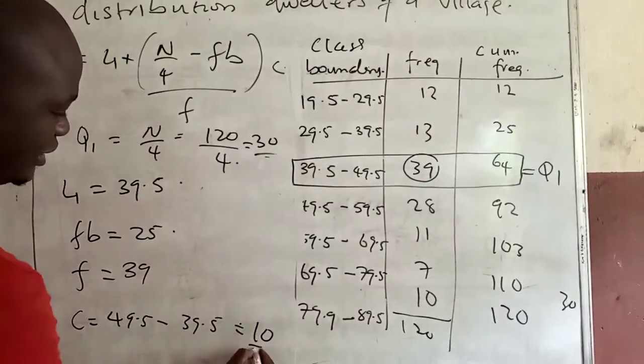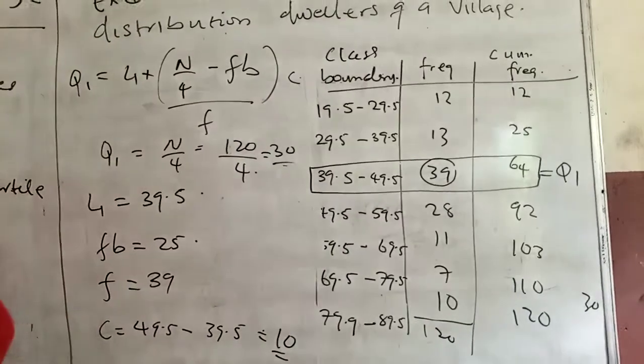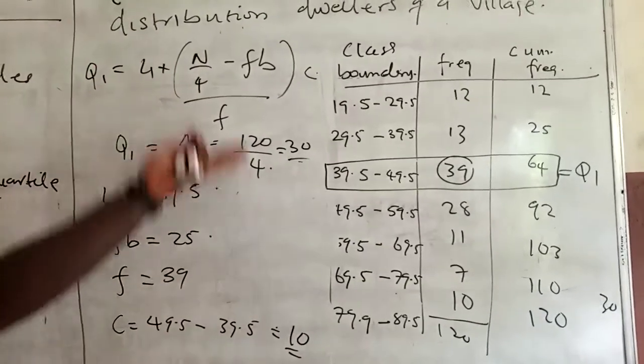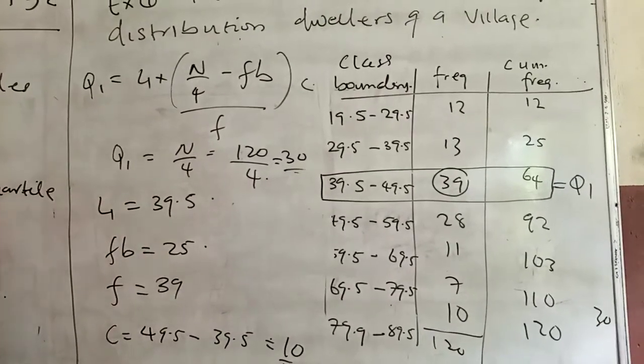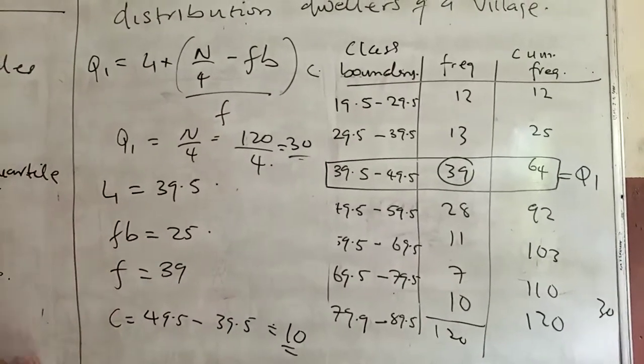Then it will give you what? 10. Guys, this thing is so easy. Now, the next thing, we just insert this thing and the answer is just there. So, what are we going to do from here is what?